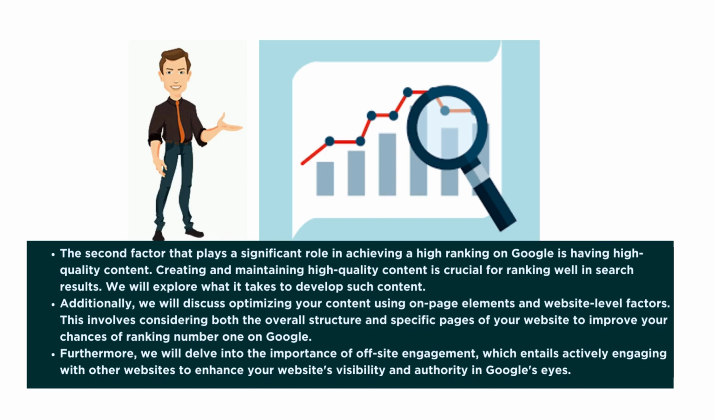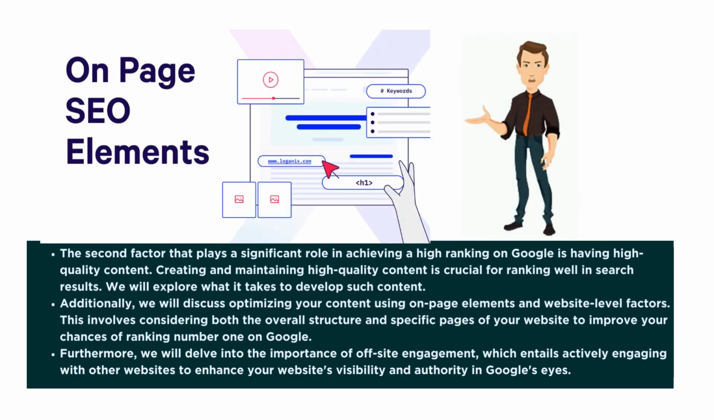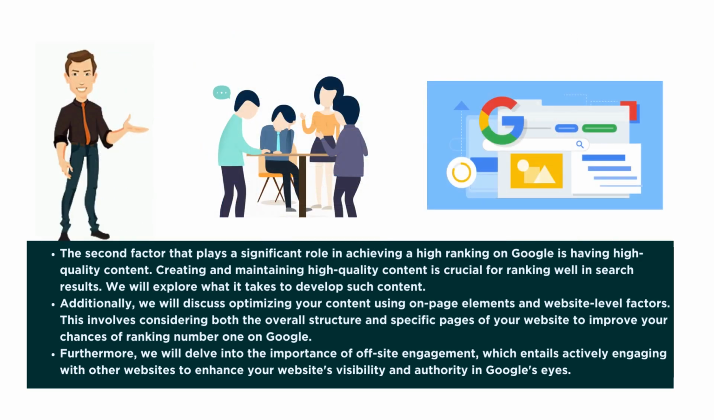Now, the second factor that plays a significant role in achieving higher ranking in Google is having high-quality content. Creating and maintaining high-quality content is crucial for ranking well in search results. Now, we will explore what it takes to develop such content. Additionally, we will also discuss optimizing your content using on-page elements and website-level factors. This involves considering both the overall structure and specific pages of your website to improve your chances of ranking number 1 on Google. Furthermore, we will also delve into the importance of off-site engagement, which entails actively engaging with other websites to enhance your website's visibility and authority in Google's eyes.